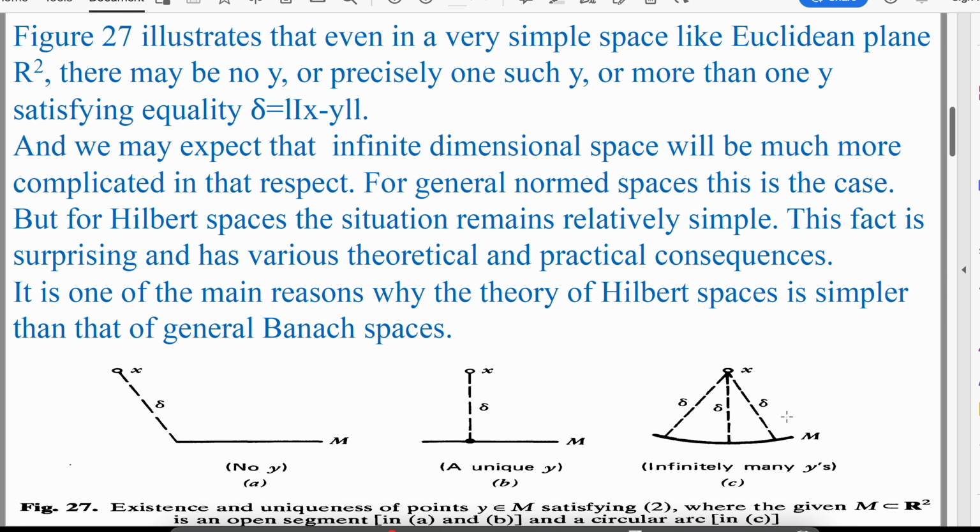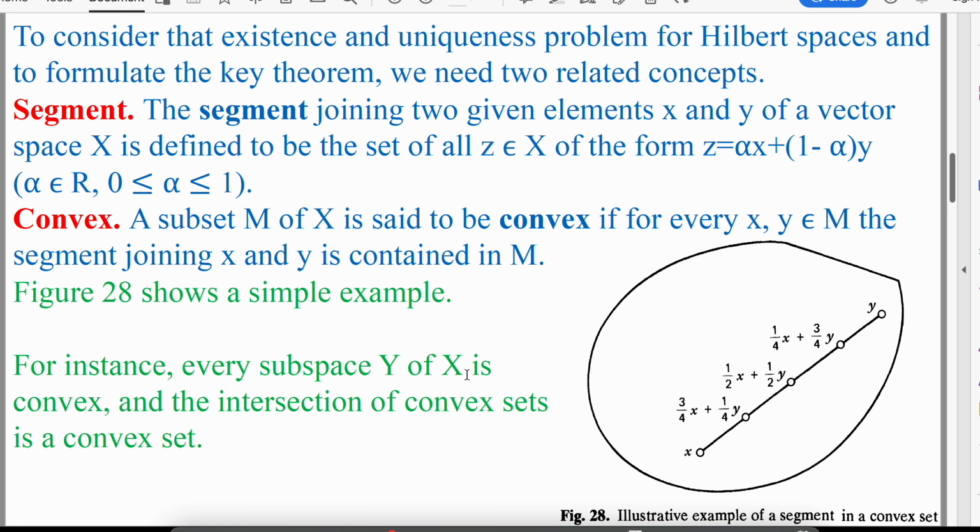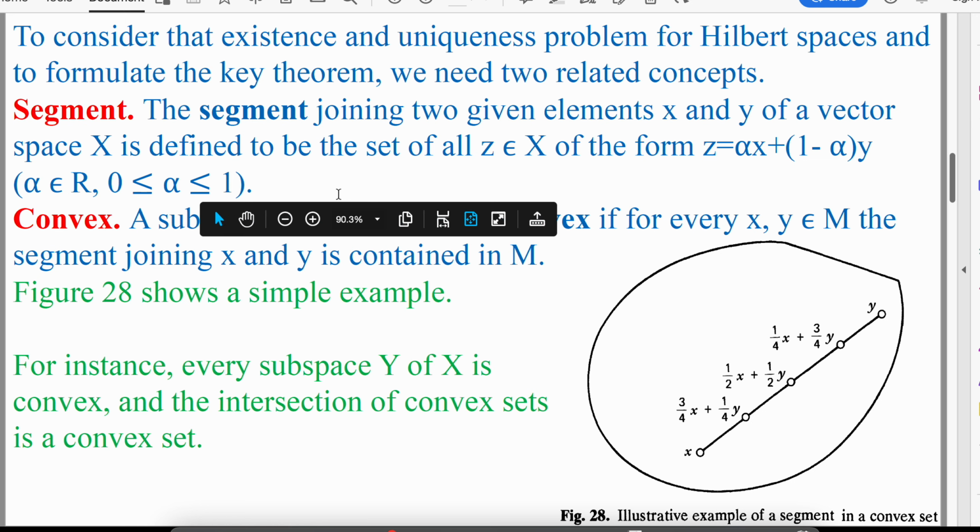But for Hilbert spaces, the situation remains relatively simple. This fact is surprising and has various theoretical and practical consequences. It is one of the main reasons why the theory of Hilbert spaces is simpler than that of Banach spaces. So to consider the existence and uniqueness problem for Hilbert spaces, we need two key concepts, segment and convexity.